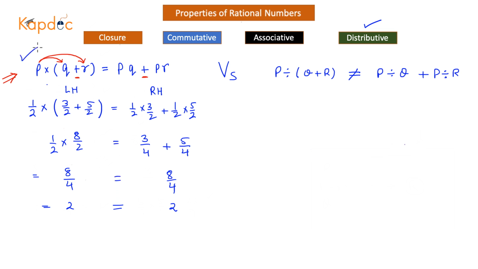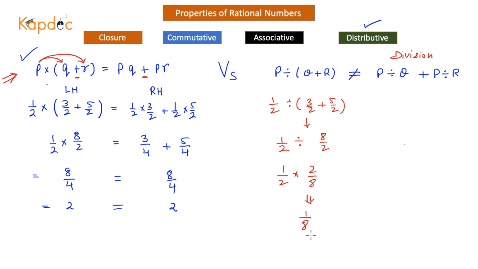So it works, right? Now let's apply the same numbers to understand whether it works for division or not, right? So p is 1/2 divided by (q, which is 3/2, plus r, which is 5/2), right? So let's evaluate this whole thing first. 3/2 plus 5/2 is 8/2, as we have evaluated previously. There is a division sign and you have 1/2. Now this becomes equal to 1/2 times 2/8, or in other words, it is equal to 1/8.